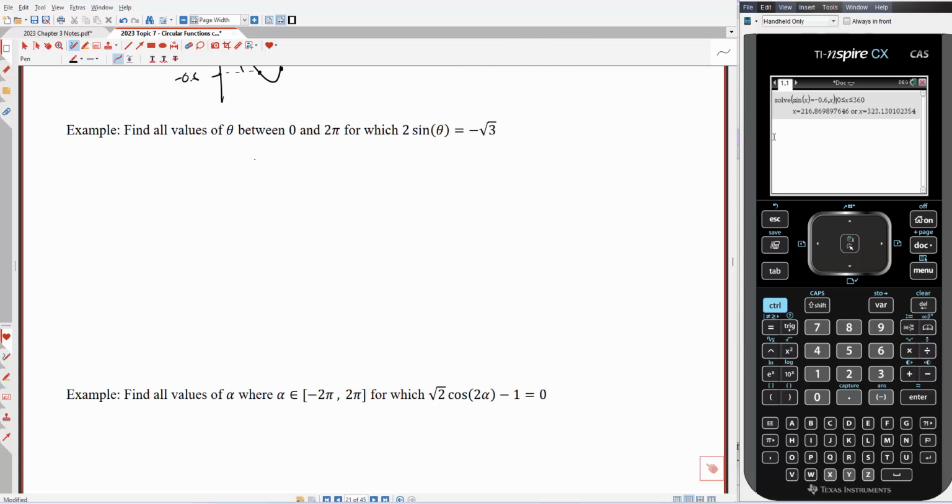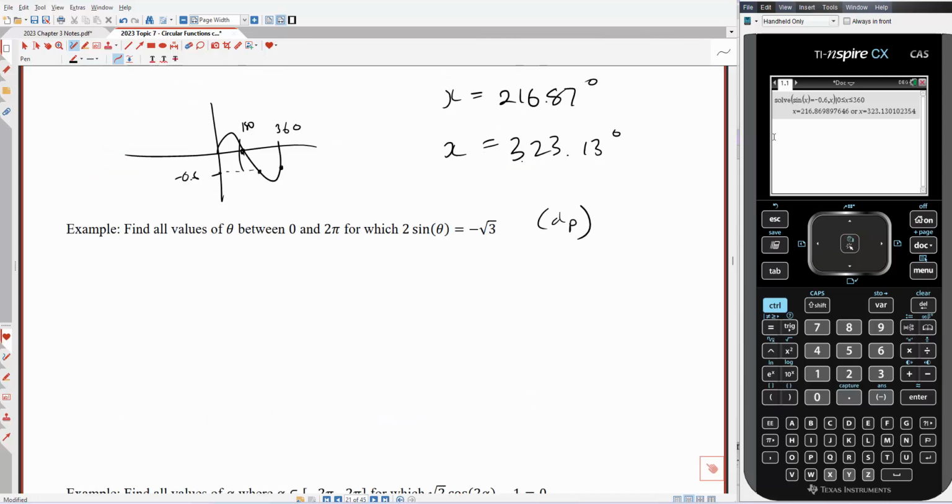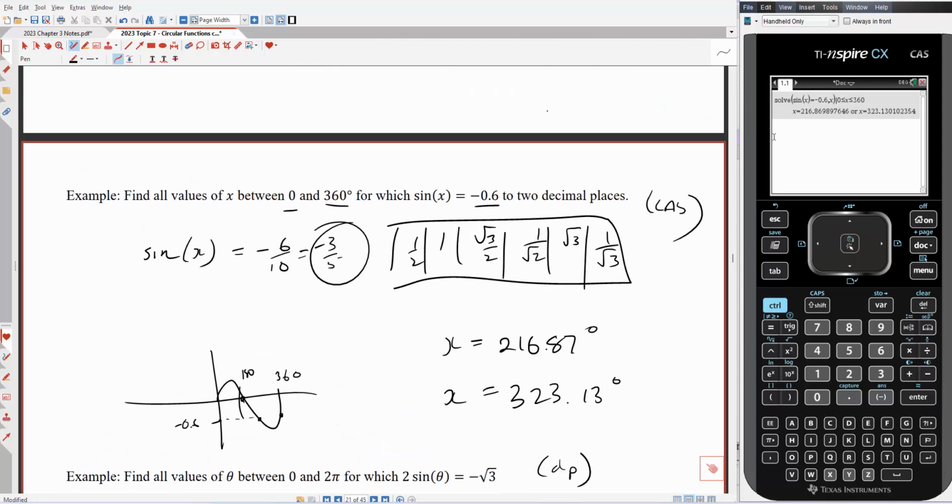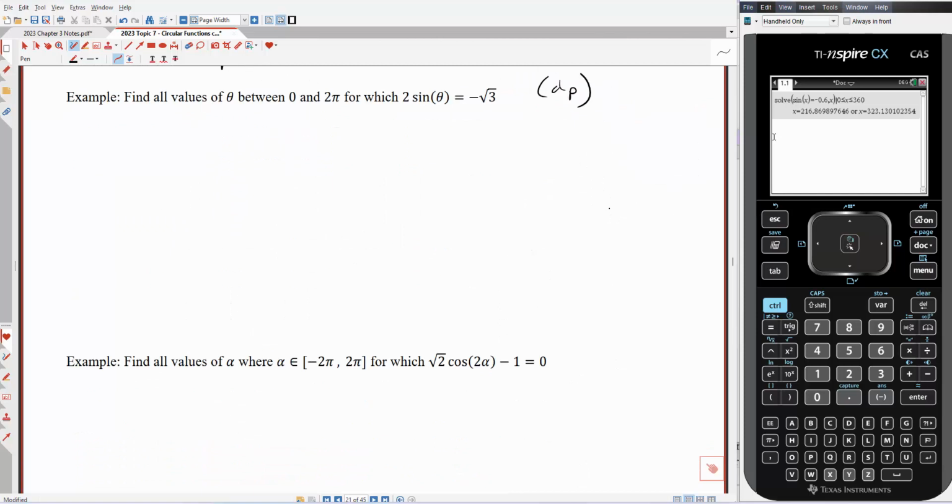Alright, so now the next one. Find all values of theta between 0 and 2 pi for which 2 sine theta equals negative root 3. And we notice there's no decimal place suggestion because they want the exact values, because we can do this all by hand. We don't need the calculator for this one. So this one here is no CAS. Alright, so let's try this one out. So the first thing we're going to do is try to get this sine of theta by itself.